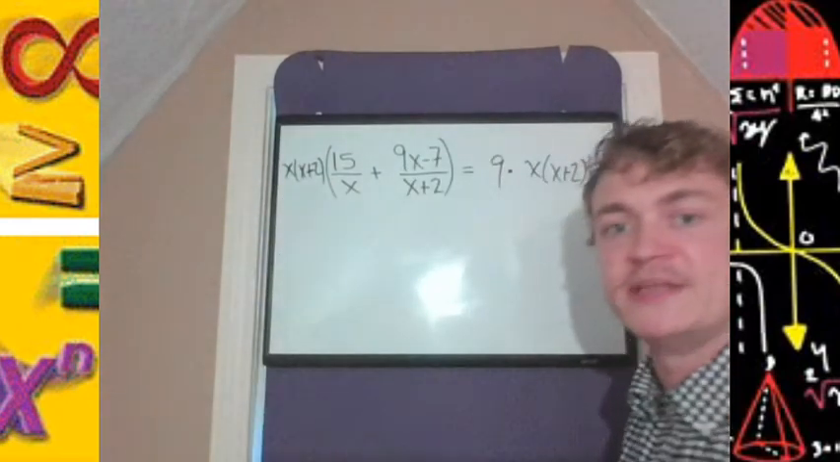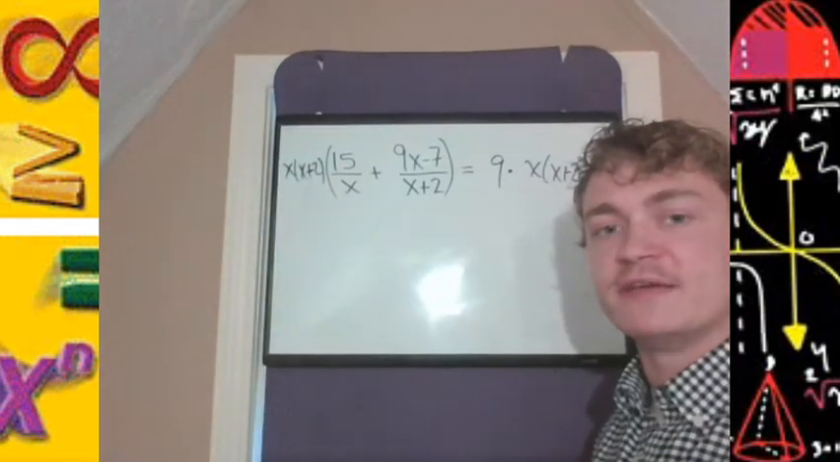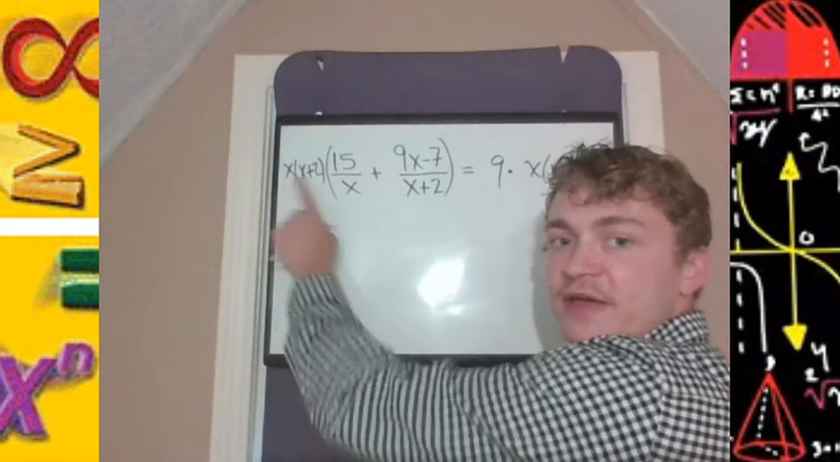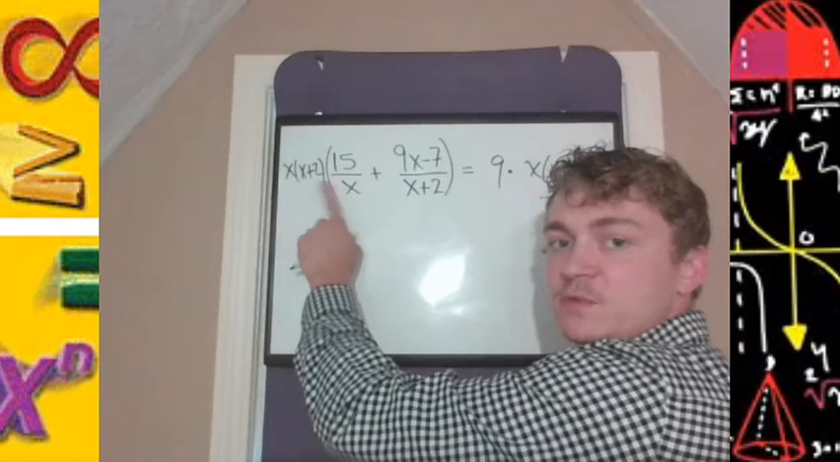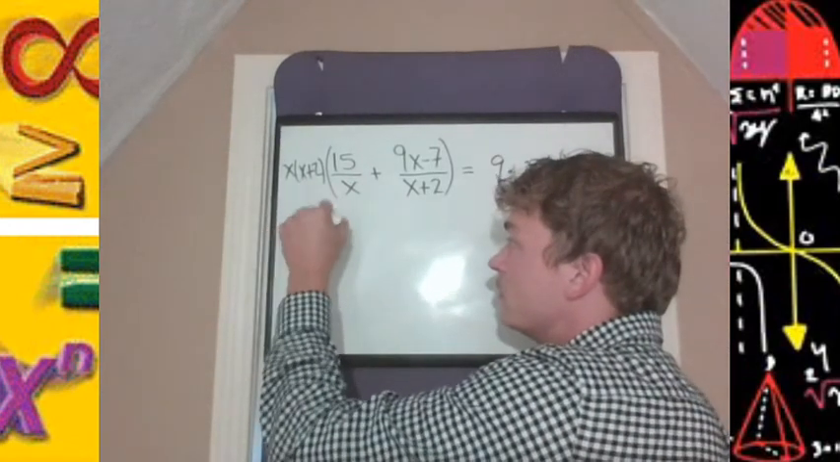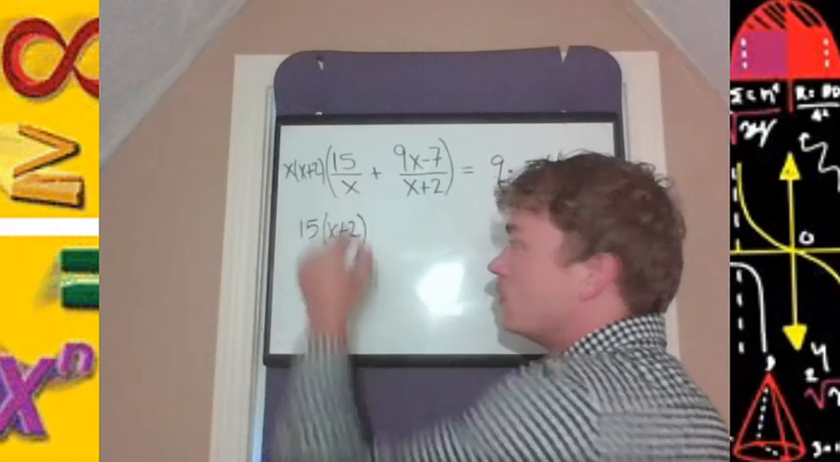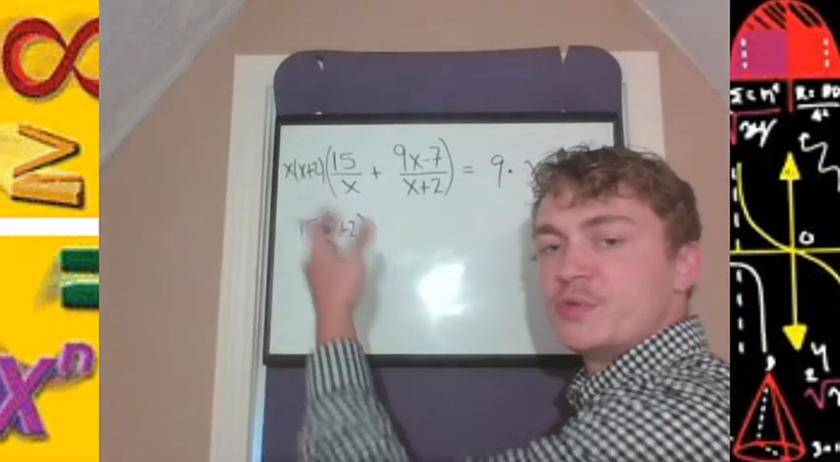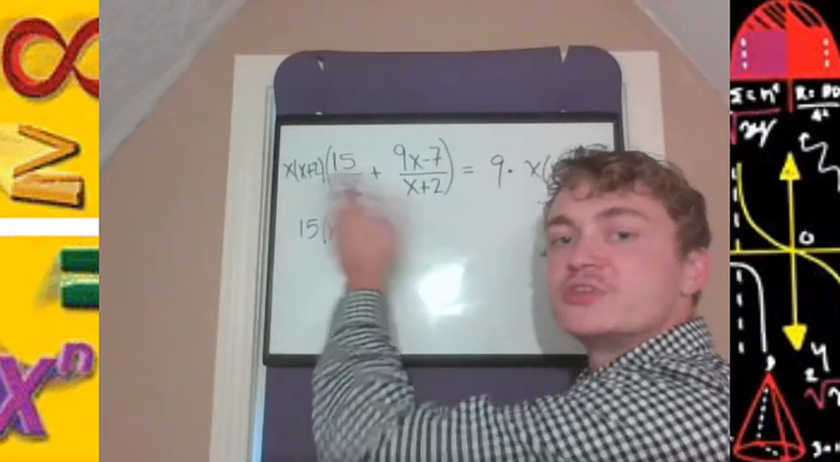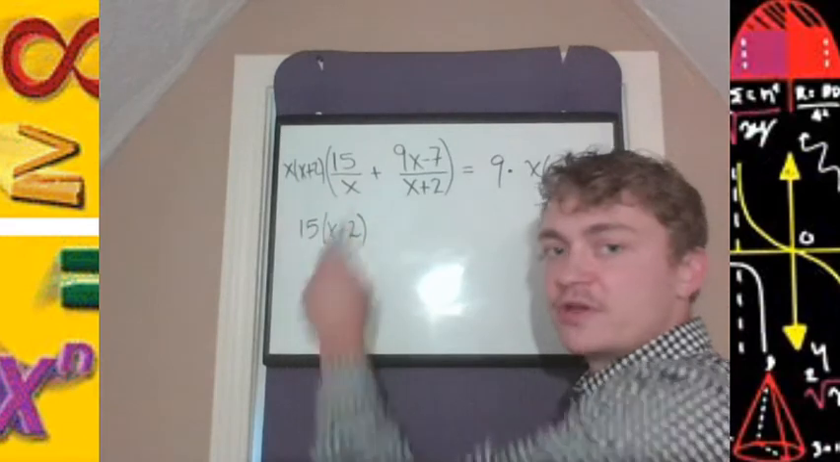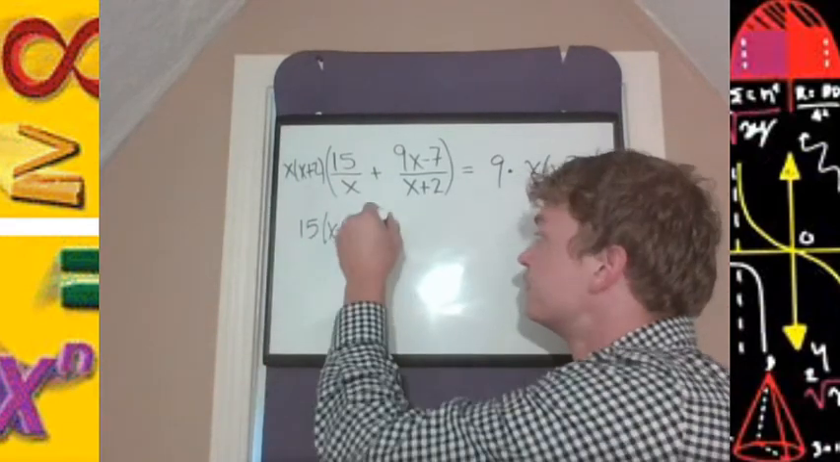Now by multiplying each side of the equation by the LCD of x multiply x plus 2, on the left-hand side, this factor of x cancels with this factor of x, leaving us with x plus 2 multiply 15. We choose to write it as 15 multiply x plus 2. Normally we distribute from the left side, but we can distribute from the right side as well. 15 multiply x plus 2 is 15x plus 30, same thing that we're going to get here.